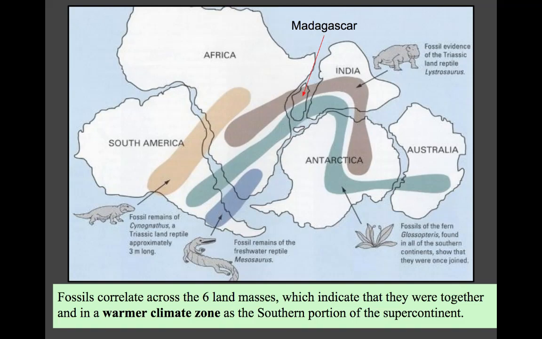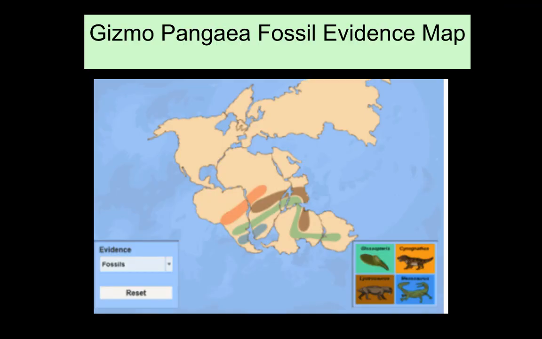And when you did this with the gizmo, your Pangea, using the fossil evidence, looked pretty much like what's in front of you right now, matching the light color to light color, which suggests that these land masses were all together.